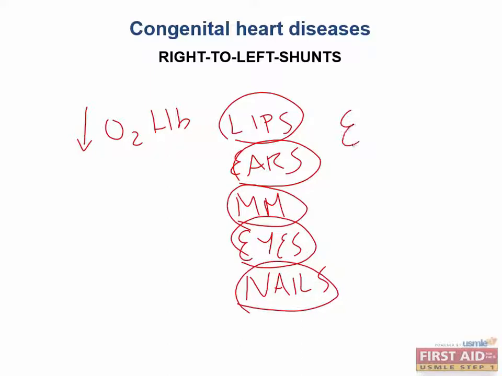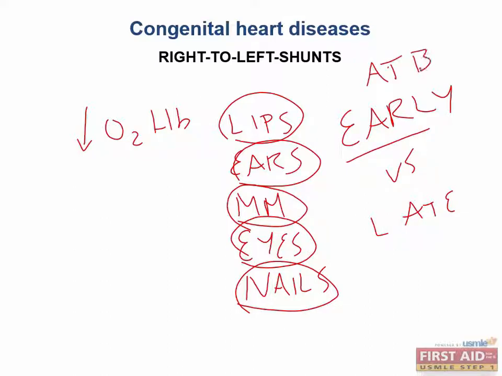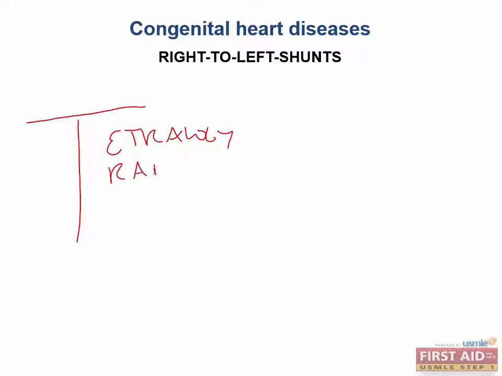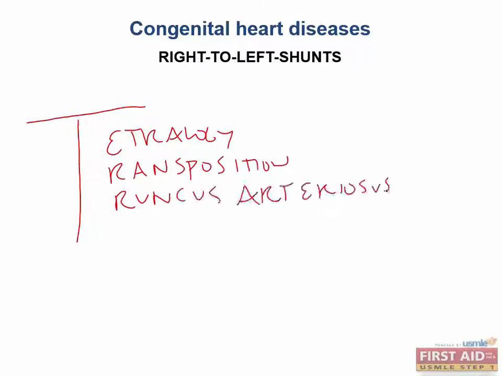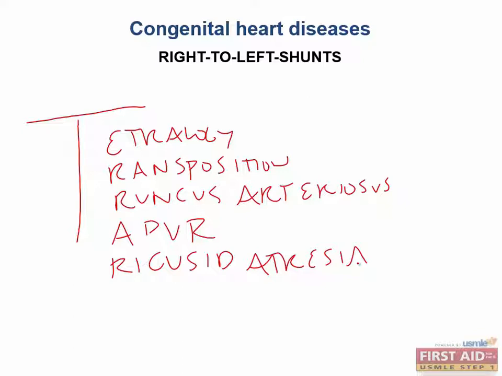Now, what is the difference between early and late cyanosis? Early cyanosis means that we have signs of poor oxygenation immediately after birth, and late cyanosis is something that takes more time to develop. The mnemonic for the 5 cyanotic lesions you need to know are the 5 T's. We have tetralogy of Fallot, transposition of the great vessels, truncus arteriosus, totally anomalous pulmonary venous return, and tricuspid atresia. So let's go through these 5 early cyanotic lesions, and then we can discuss the late ones.